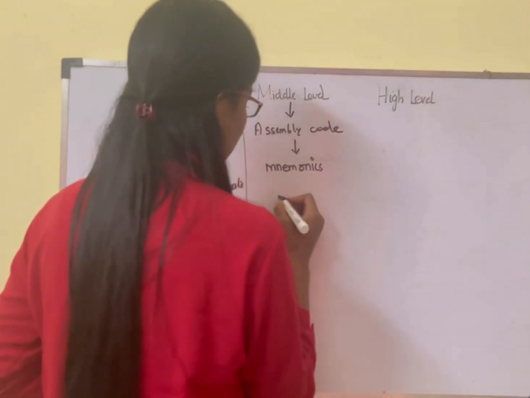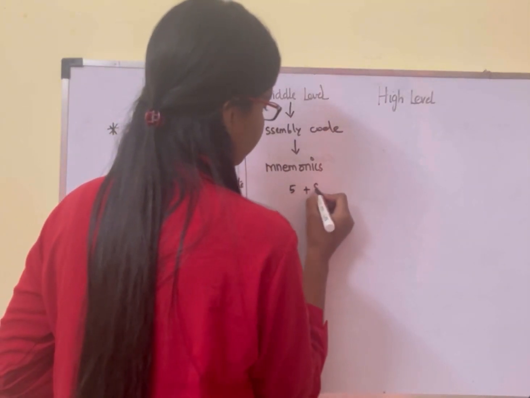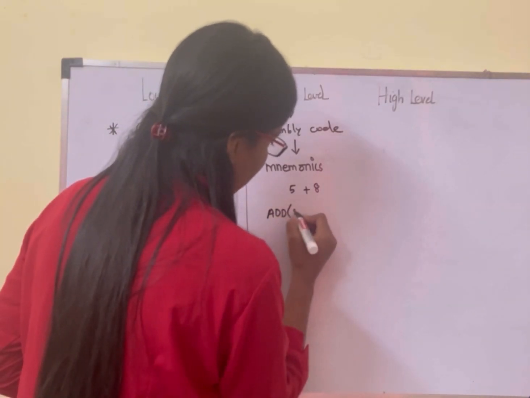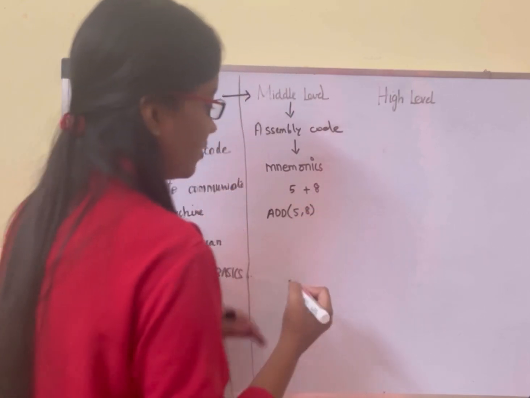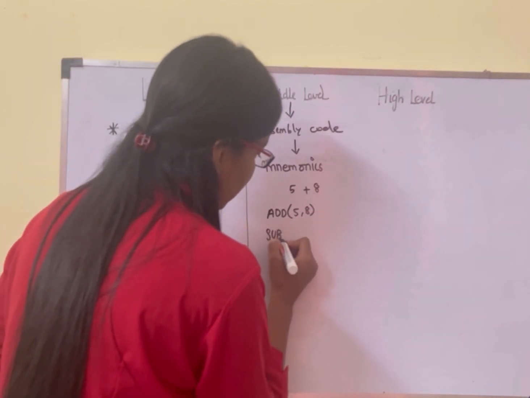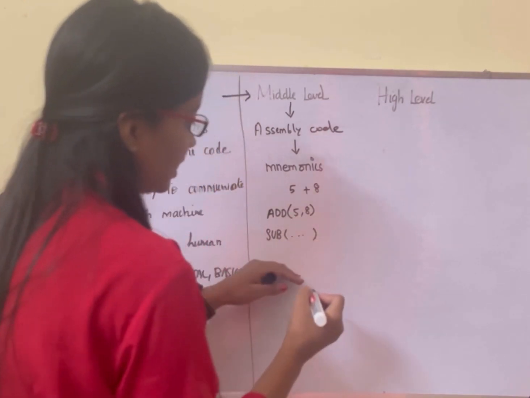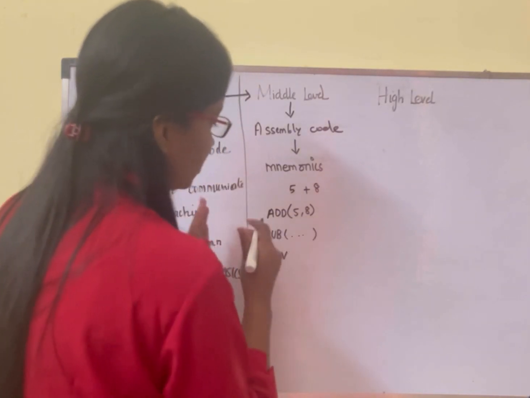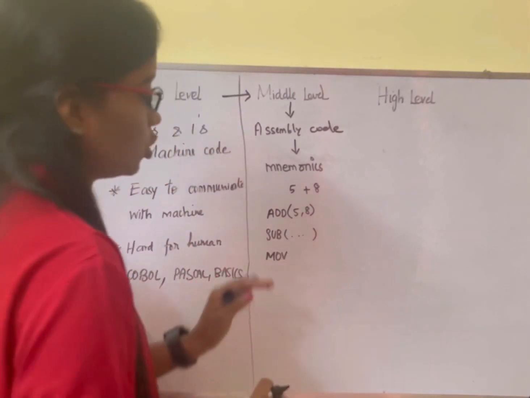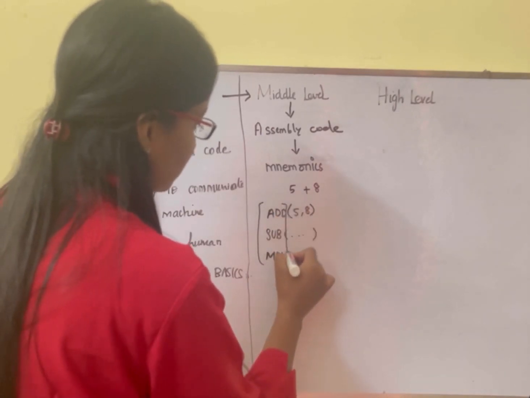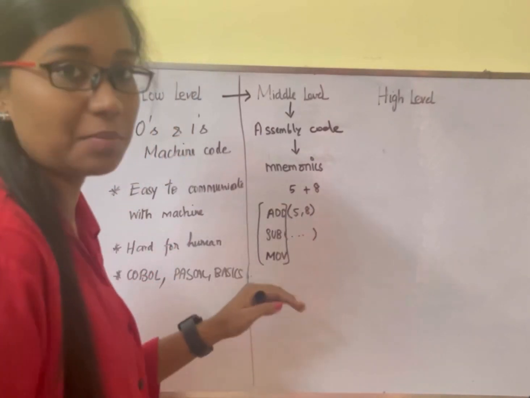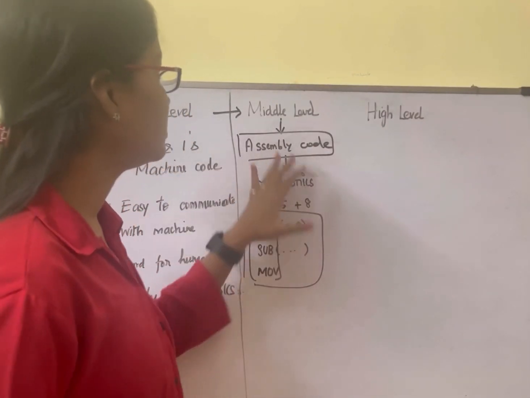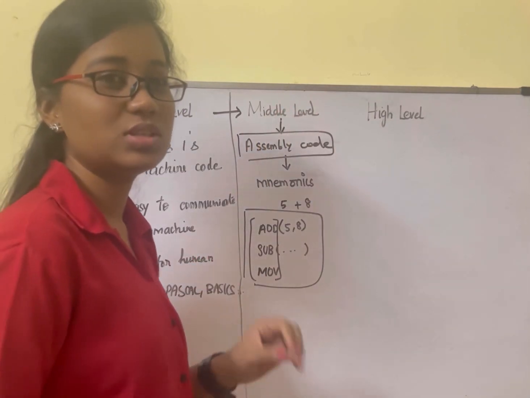So if I want to add something like 5 and 8, I will give the command like add 5 8. Or if I want to subtract something, I will give sub the content. Or if I want to move the content from this location to that location, I will give MOV. So these are the mnemonics, the words we use to give some command. The program which contains assembly code as its codings is known as middle level programming language, which is slightly understandable by human beings.